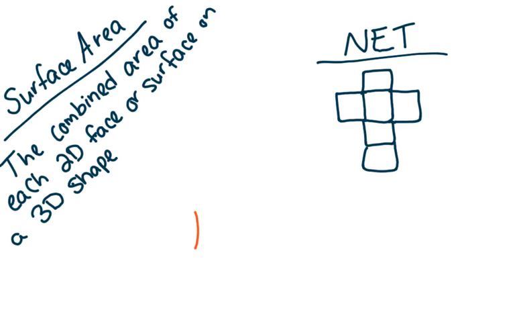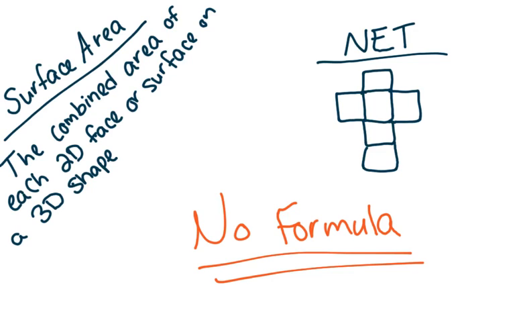There is no formula. And if you find a formula online, except for the rectangular prism, it's often more complicated to memorize all these crazy formulas than it is to just find each area and add them up. So let's look at some surface areas.